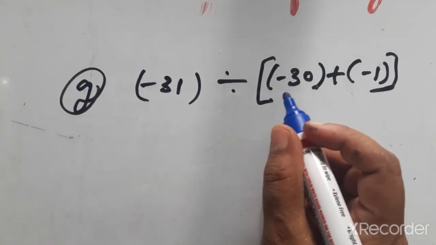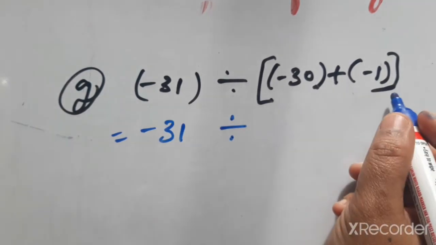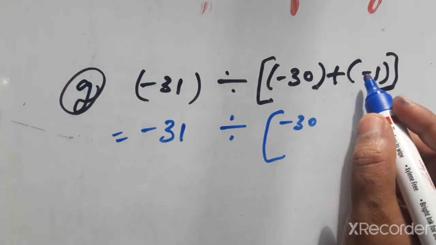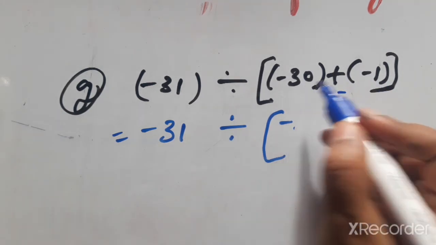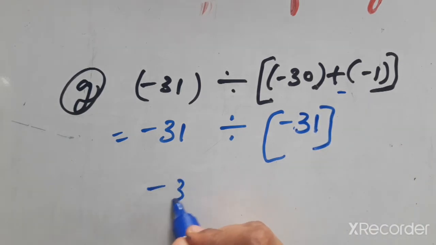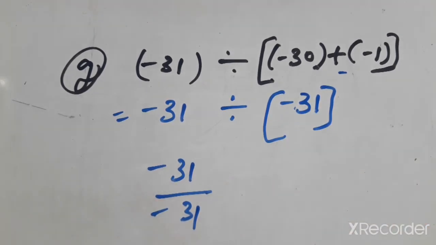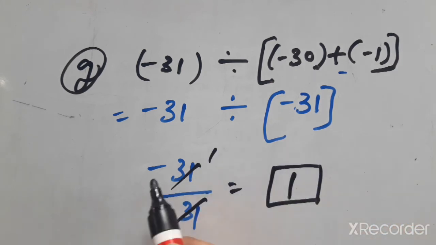Minus 31 divided by minus 30 plus minus 1. So minus 31 as it is, divided by, and simplify this first. Minus 30 plus minus 1 means plus into minus is minus, so minus 30 minus 1 is minus 31. Same symbol means we have to add. So minus 31 divided by minus 31. 31 1s are 31. So the answer is positive 1, because minus into minus is plus.